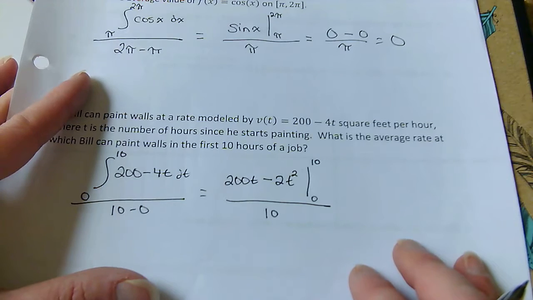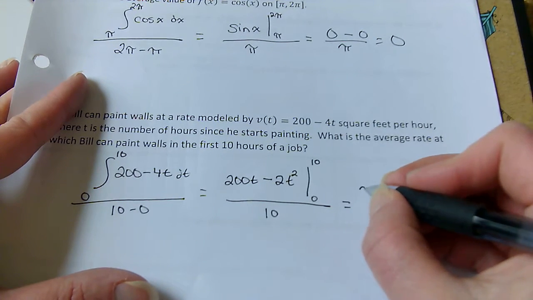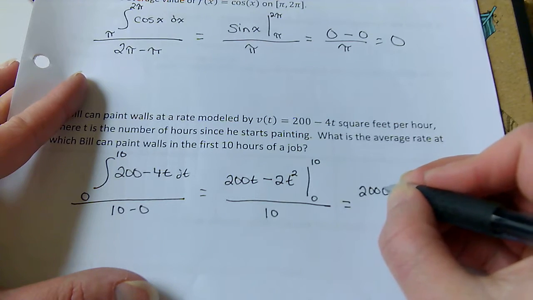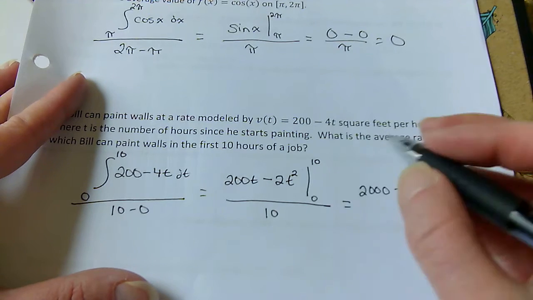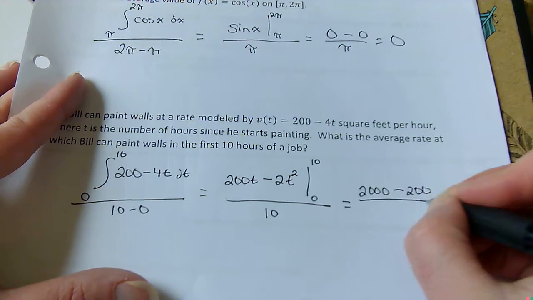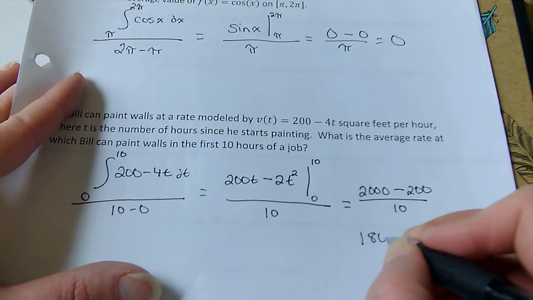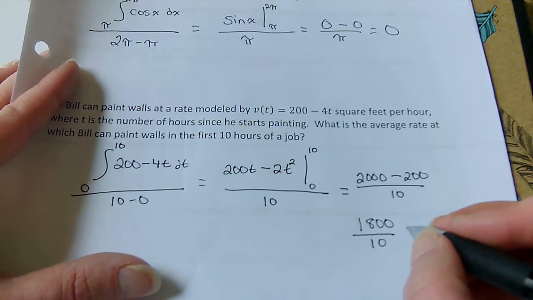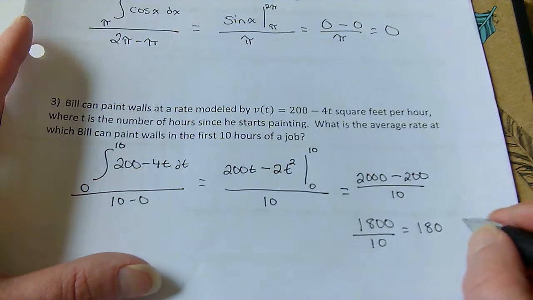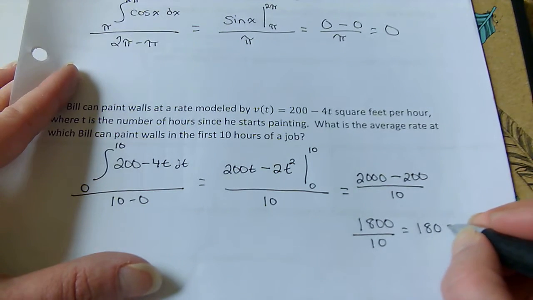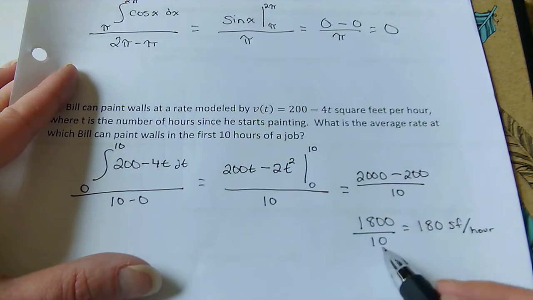What's going to happen when I plug in 0? Nothing. So, 200 times 10 minus 2 times 10 squared. 10 squared is 100. 2,000 minus 200 is going to be 1,800, divided by 10. It's going to be 180 square feet per hour, because we're dividing by the hours.